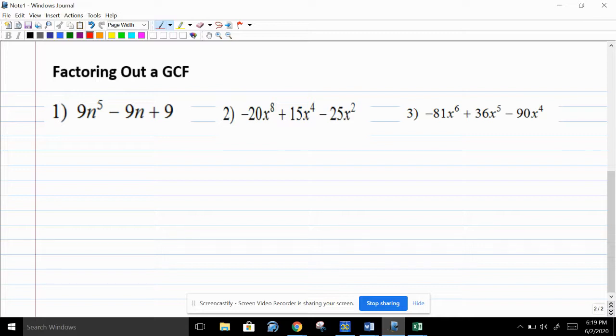You're looking to take out anything that all the terms have in common. That's why it's a greatest common factor. You're going to take out as much as you possibly can. Okay, so let's get started.